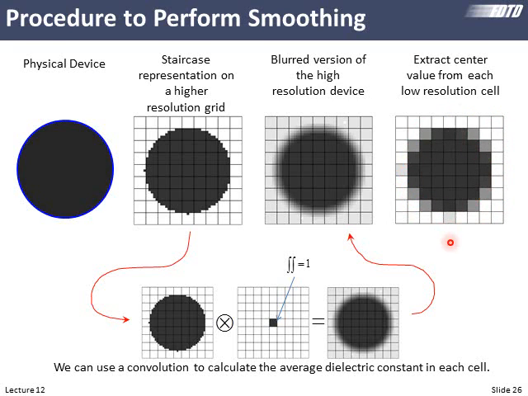So I'm building the device on a very high resolution grid, blurring it over the width of 1 pixel on the low X grid. That does the blurring, and then I just go grab the middle value from each of those cells from that high resolution grid and fill it into the low resolution grid. Then I have a nice smooth structure. And this is pretty easy to do. It's only a few lines of code in MATLAB.